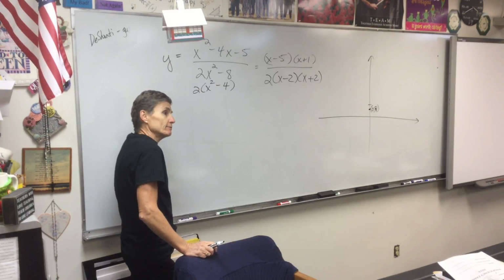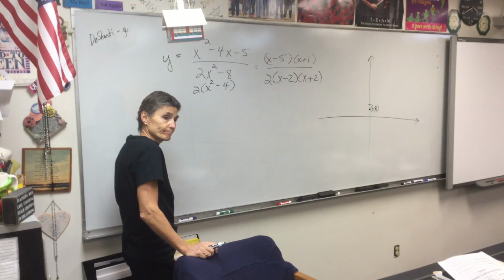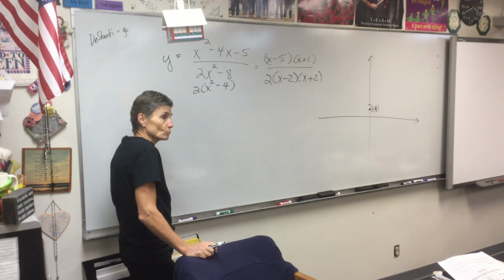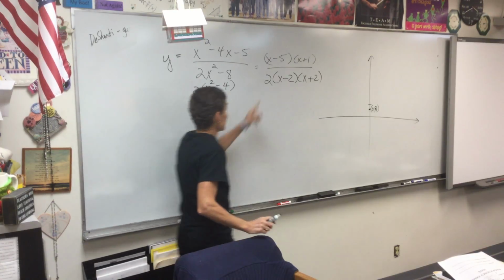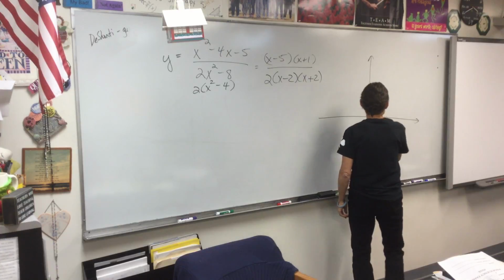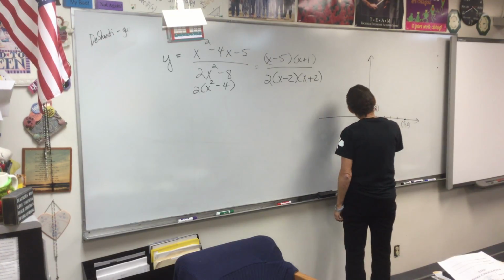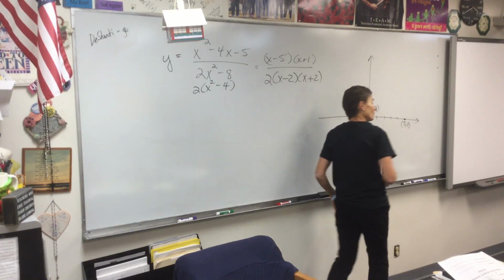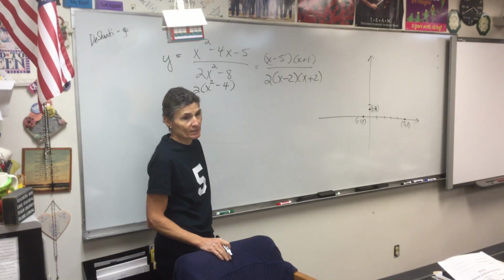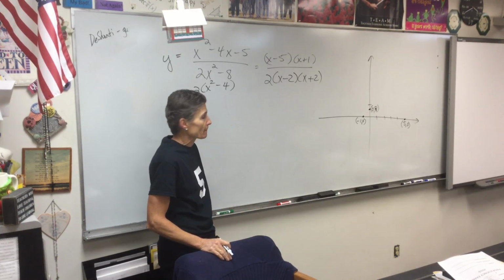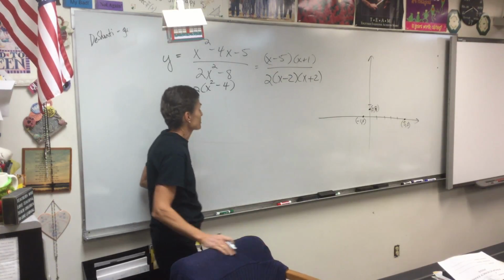All right, what else do I have? X-intercepts? There's 2 of them. The X-intercepts are 5 and -1. Very good. Remember, X-intercepts technically happen where you let y be 0, but effectively what always happens is you end up solving the numerator. So 5 and -1. Those are my X-intercepts.